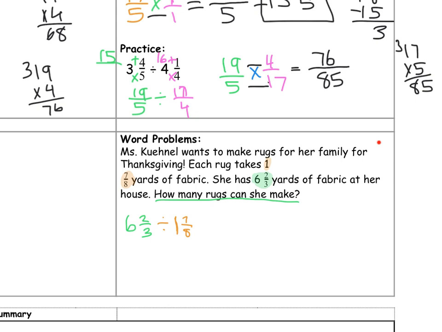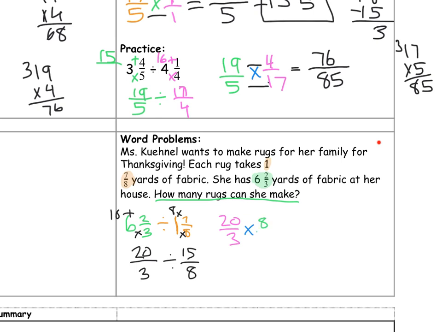So first we have to change to an improper fraction. 6 times 3 is 18. 18 plus 2 is 20. And I'm just going to rewrite that down here, 20 thirds. And then 8 times 1 is 8. 8 plus 7 is 15 eighths. And now we have to do our keep, change, flip. So we're going to keep the first fraction, change the sign, and flip the second fraction.